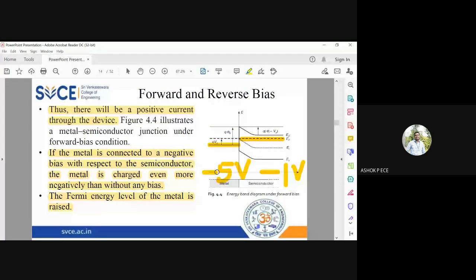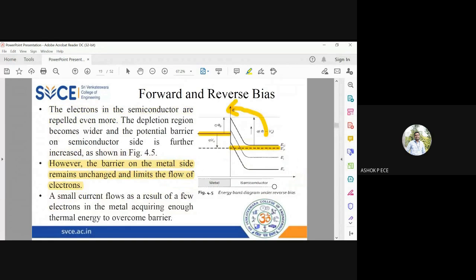In the reverse bias, when I give the metal a more negative bias compared to the semiconductor terminal, the Fermi level of the metal will go up, higher than the Fermi level of the semiconductor, which makes it impossible for the majority carriers to cross the barrier and contribute to current, unless you have an enormous amount of energy in the charge carriers. So see here, the barrier on the metal side remains unchanged and limits the flow of current.